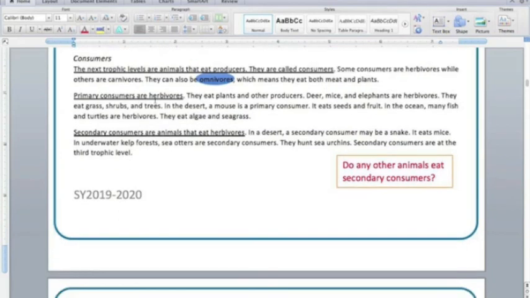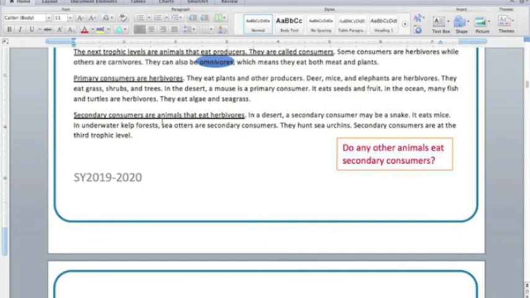Primary consumers are herbivores. Underline that really quickly for me. They eat plants and other producers. Deer, mice, and elephants are herbivores. They eat grass, shrubs, and trees. In the desert, a mouse is a primary consumer. It eats seeds and fruit. In the ocean, many fish and turtles are herbivores. They eat algae and seagrass. And again, I underline primary consumers because it helps me to understand that they are herbivores. And herbivores are animals that eat plants. Okay?